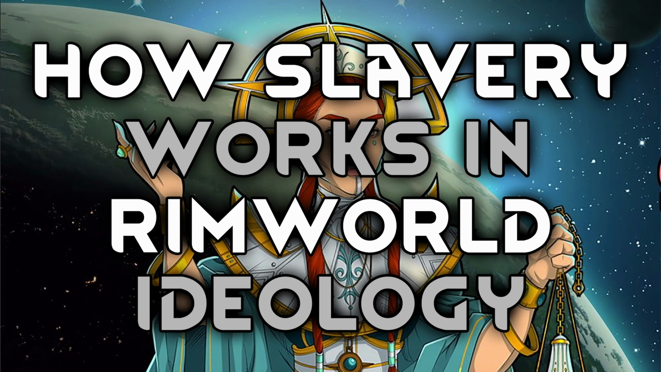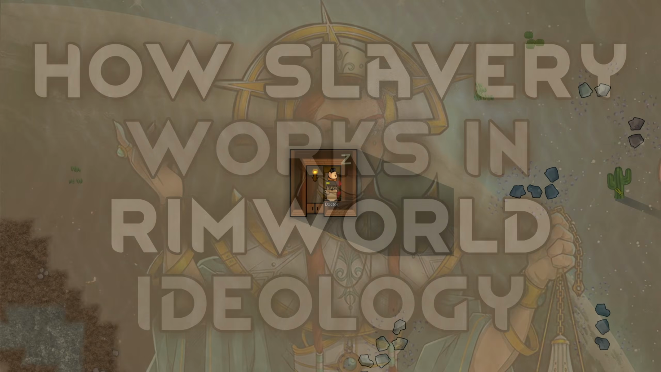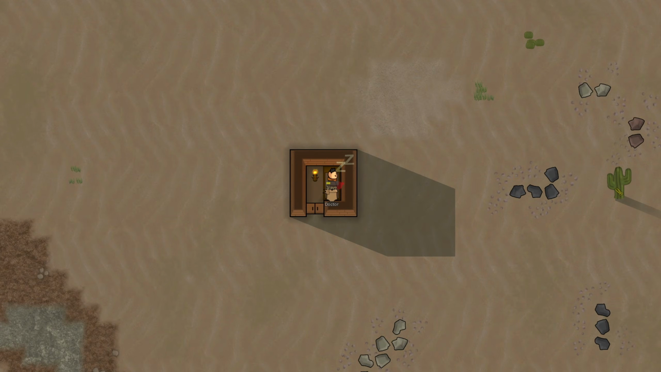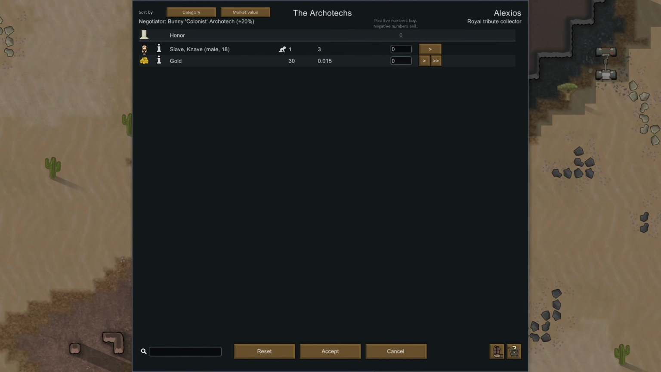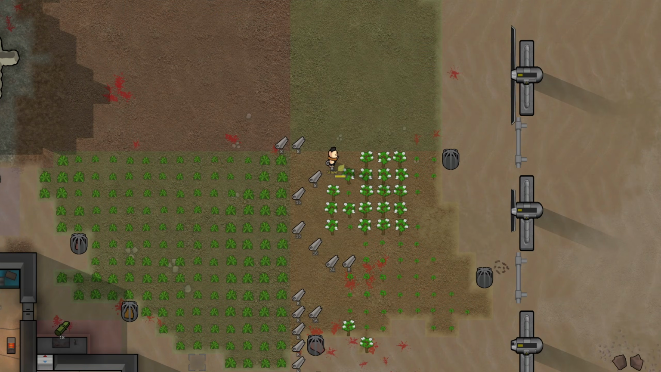In this tutorial, I'll be covering the new RimWorld Ideology slavery mechanics. Slavery mechanics in Ideology have been significantly developed from vanilla RimWorld, where you could only sell slaves to slavers or harvest their organs, or Royalty, where you could donate them to the Shattered Empire for honor. Now, slaves can become an integral part of your society.